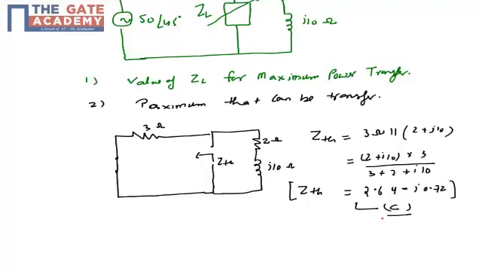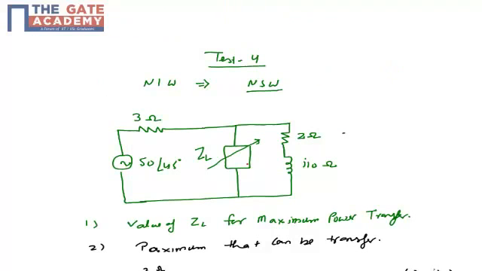For the second part, we need to calculate the maximum power that can be transferred. We know that P max is VTH whole square upon 4 RTH, a standard result. We already know RTH, because in our case it is ZTH, as we have a reactive network. For a resistive network it is RTH, for a reactive network it is ZTH. The only unknown is VTH, the Thevenin equivalent voltage, which we now calculate across ZL.